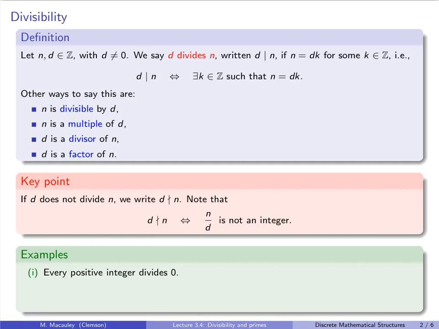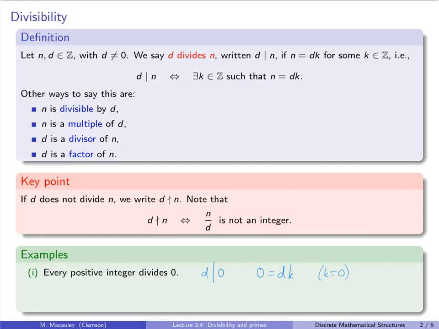Okay, so first of all, I claim that every positive integer divides 0. The discussion of whether 0 divides things or things divide into 0 may not have come up when you first learned about this, but I claim that any positive integer d divides 0 because 0 equals d times k. We can find a k that makes this work. Just pick k to be equal to 0.